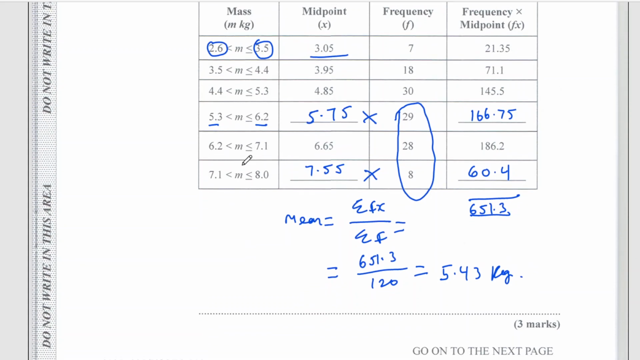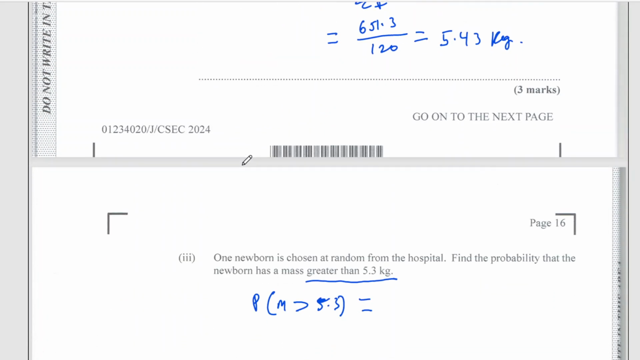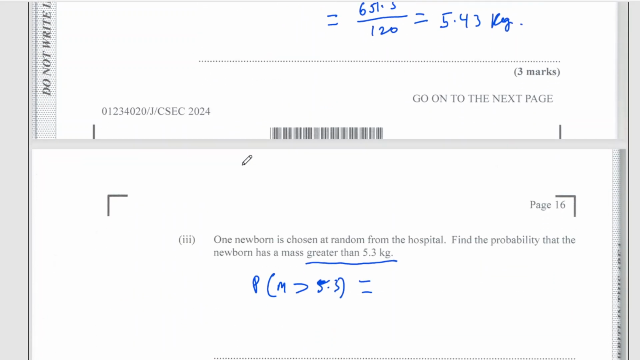So 29 plus 28 plus 8 is 65, over the total, 65 over 120. And as I said, don't change it to a decimal, just reduce it to the lowest terms as a fraction, 13 over 24. That's all I'm looking for.